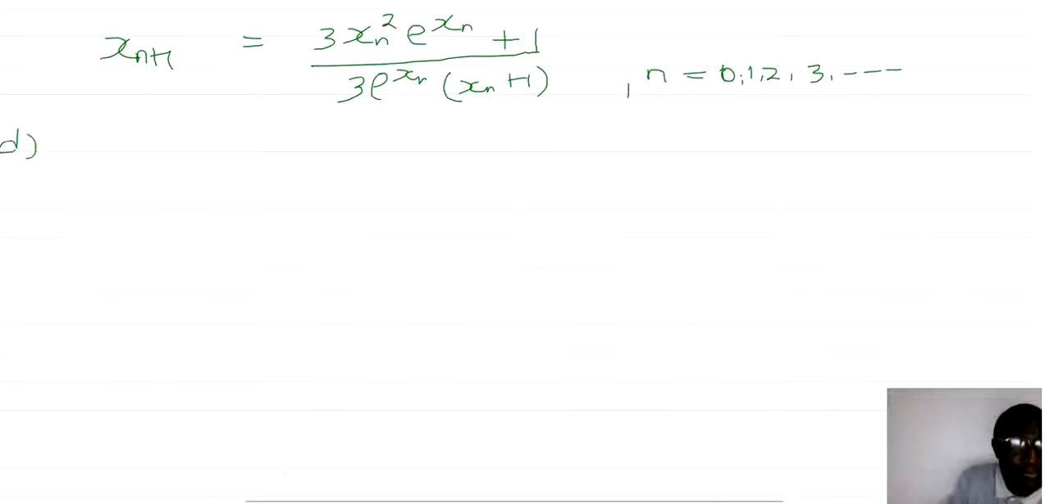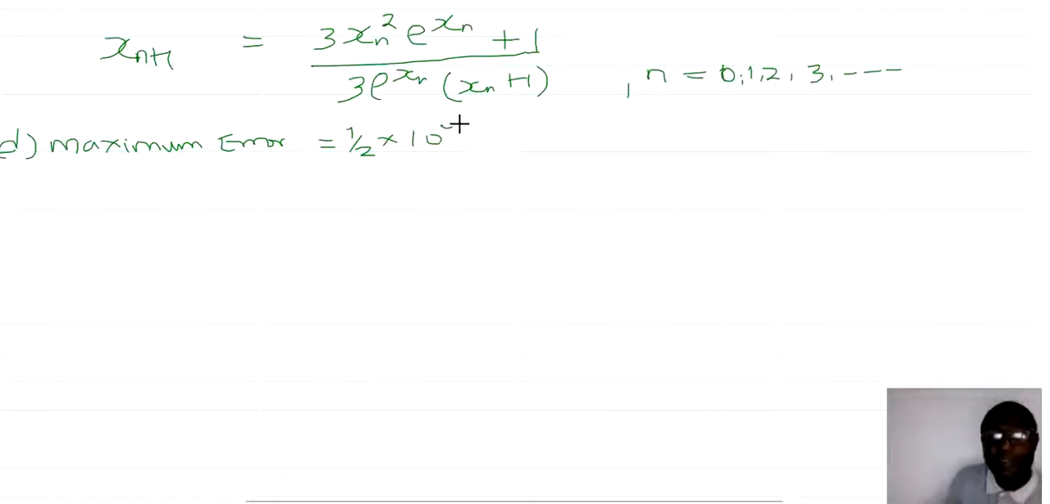So part D, first of all, let's start with the maximum error. Maximum error is a half times 10 power negative n, where n is the number of decimal places. And we have 3 decimal places, so this here is -3, which gives us 0.0005. That is the maximum error.